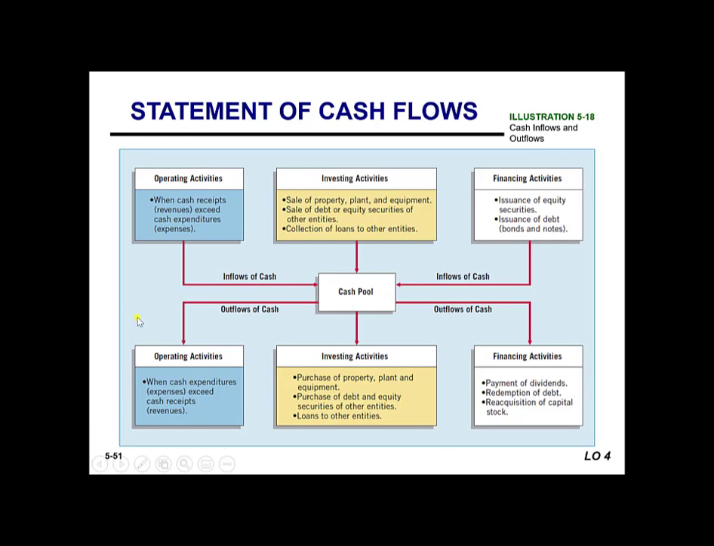Now, with your outflows of cash for operating, that's when cash expenditures exceed cash receipts. Your investing activities are purchases of property, plant, and equipment, purchase of debt and equity securities, and loans to other entities. And your financing activities are payments of dividends, redemption of debt, and reacquisition of capital stock, or treasury stock.